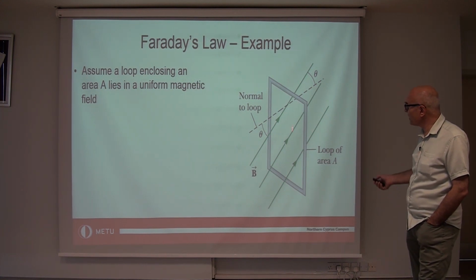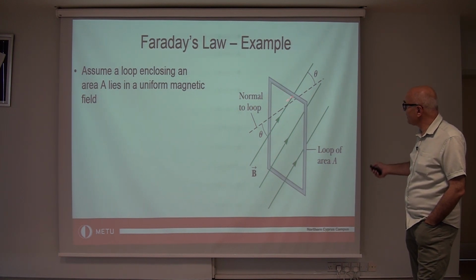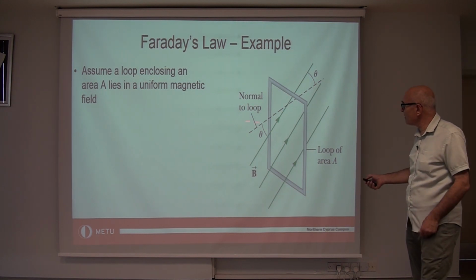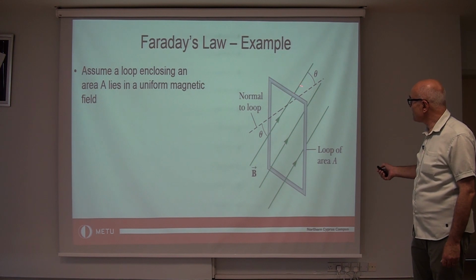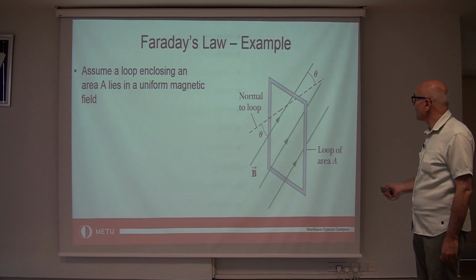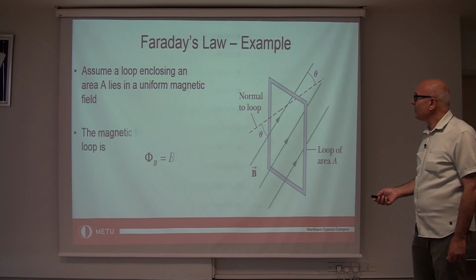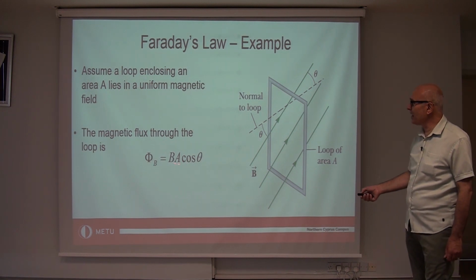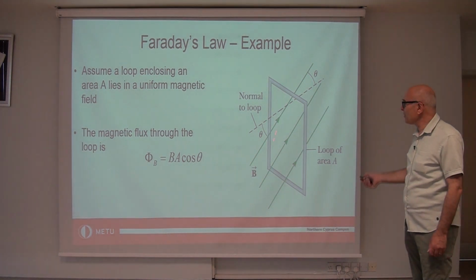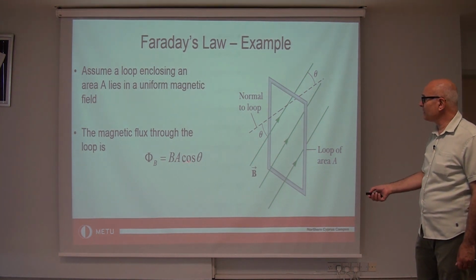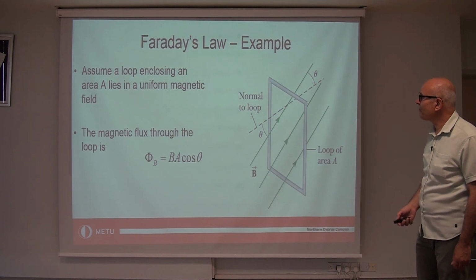And there is a magnetic field, a uniform magnetic field that is penetrating here, and it makes an angle theta with the normal. So this dotted line represents the normal to the surface. So this is the angle between B and dA, or A in this case. Now, the magnetic flux through the loop is, in this case, BA cosine theta, okay? Because it's a uniform magnetic field and a planar loop, so the integral reduces to this.